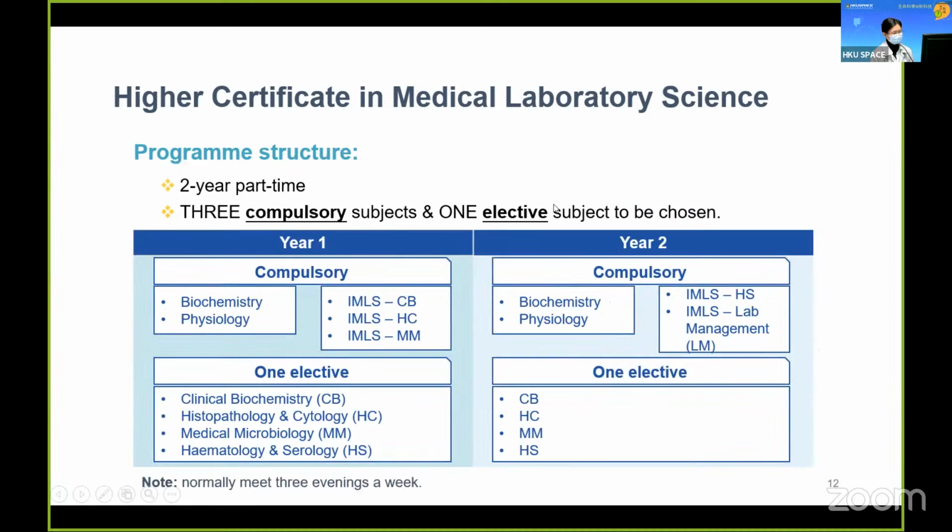To better understand this, let's take a look at the program structure. So this program is a 2-year part-time program. Each year, students are required to complete 3 compulsory subjects plus 1 elective subject. The elective subjects include clinical biochemistry, histopathology and cytology, medical microbiology, hematology, and serology. The elective is either chosen by the students themselves or assigned by the selection panel.